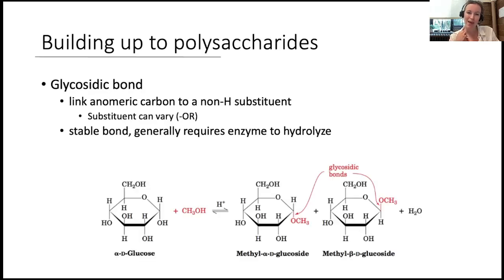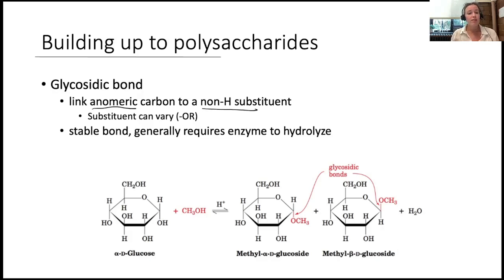Back to that anomeric carbon. So the anomeric carbon is of such focus because it is performing the glycosidic bond. The glycosidic bond links the anomeric carbon to any non-hydrogen substituent. In the previous slide, it was a hydroxyl group, OH, but it could be anything. It could be OCH3, it could be O, and then an entirely new sugar molecule. This bond is very stable and generally will not hydrolyze in water. We'll need like an enzyme to cleave the bond.